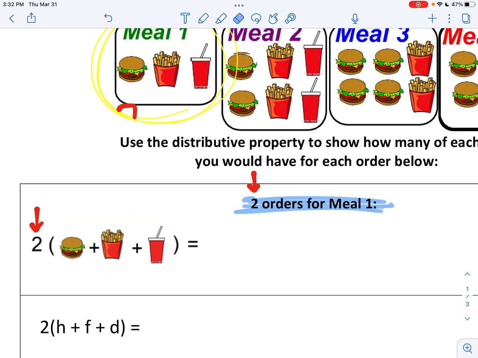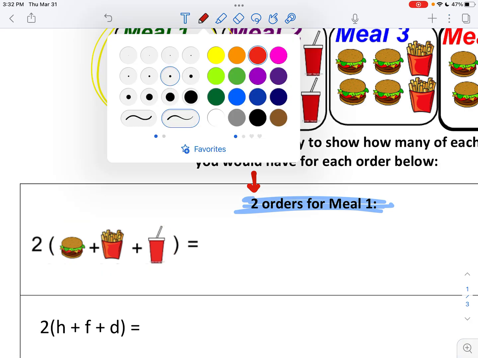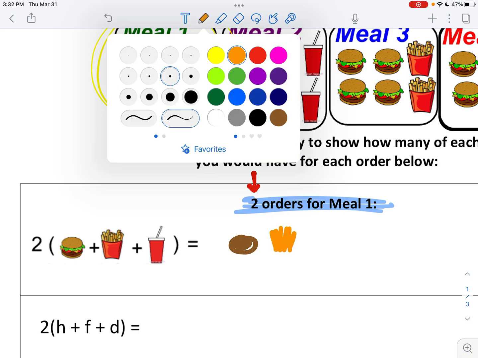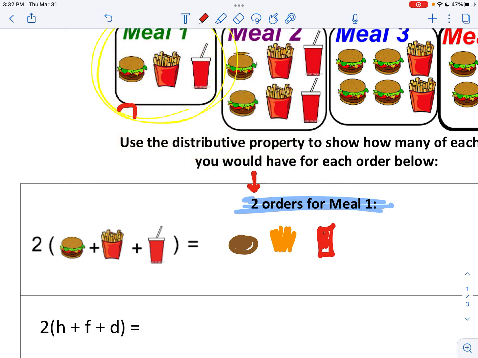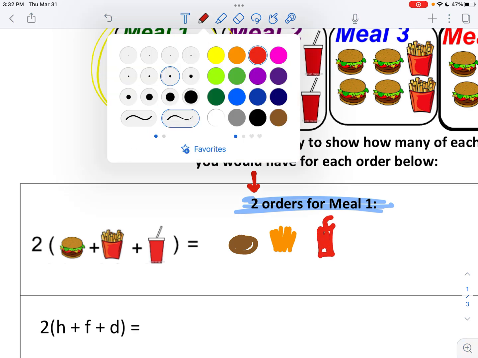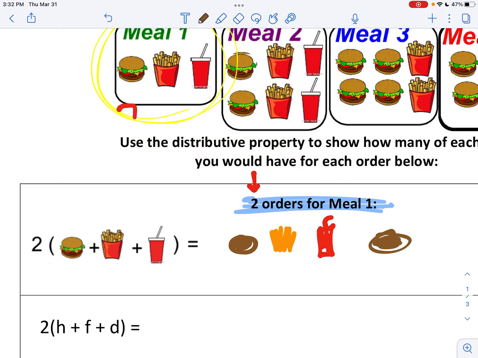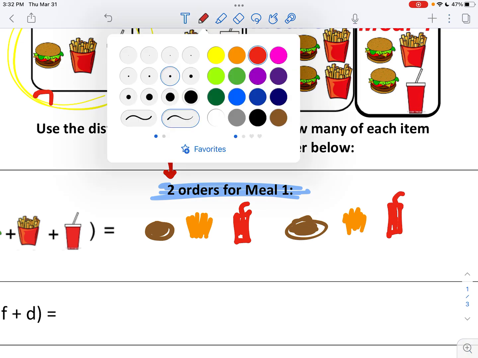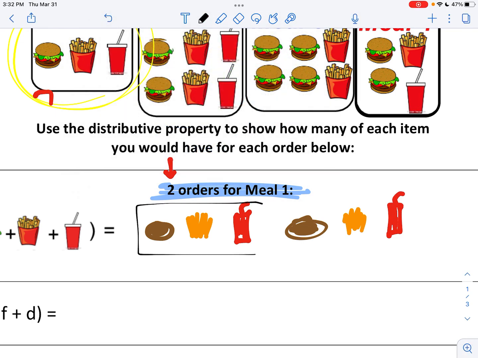So what if I had 2 orders of meal number 1? I'm going to just draw this, just a crude sketch. I'd have a burger and a fry and a drink. And I'd have that again. I'd have another burger, a fry, and a drink. Then I'm going to put my box around it. Burger, fry, drink. Burger, fry, drink, just like in class today.